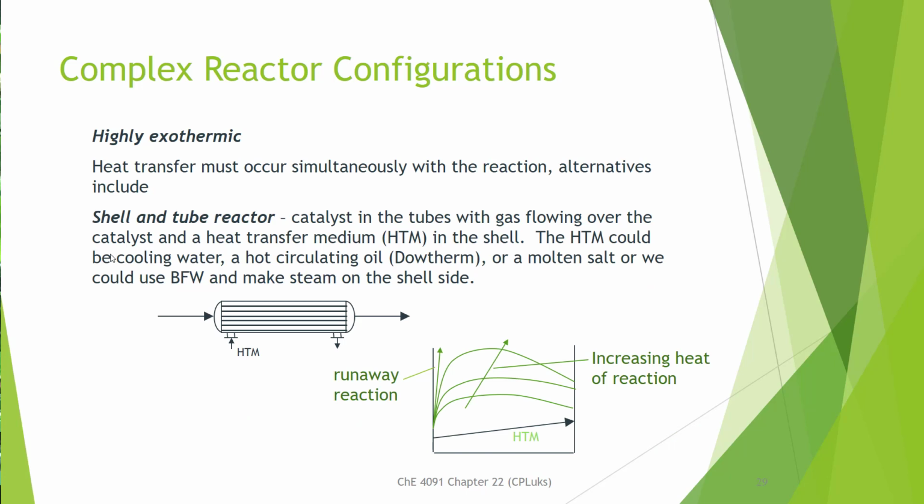Another case is the highly exothermic reaction, where we use a shell and tube style reactor. The catalyst is in the tubes and gas can flow on the outside of it. That's actually probably going to be more expensive to build and operate, but does give better temperature control.